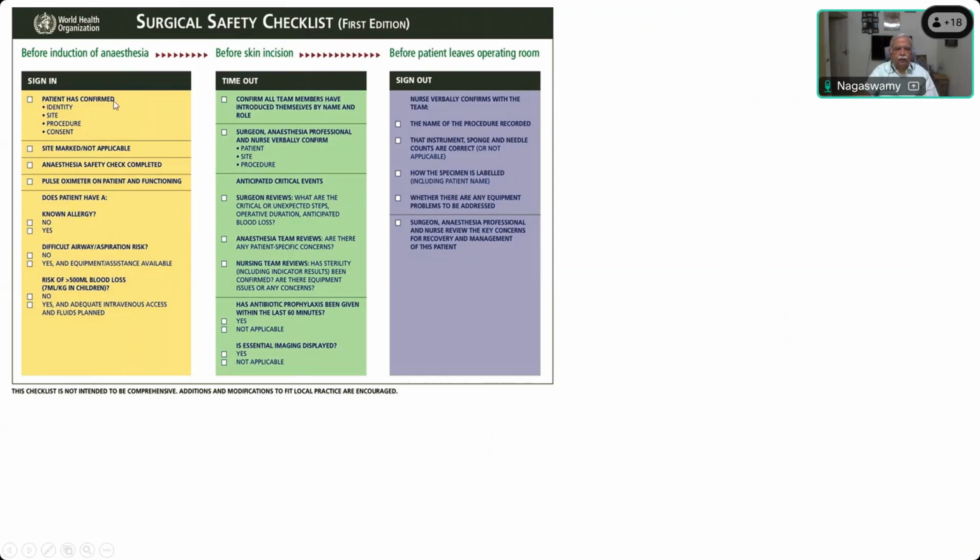They will ask you, what is the patient name? Are you aware? All the team members should know who the patient is. So, has the patient confirmed identity, site, procedure, consent, site mark, or if it is not applicable, you need not mention. For example, if it is a laparotomy, you cannot mark the site, whereas if it is a limb surgery or a cataract surgery, you can always mark the site.